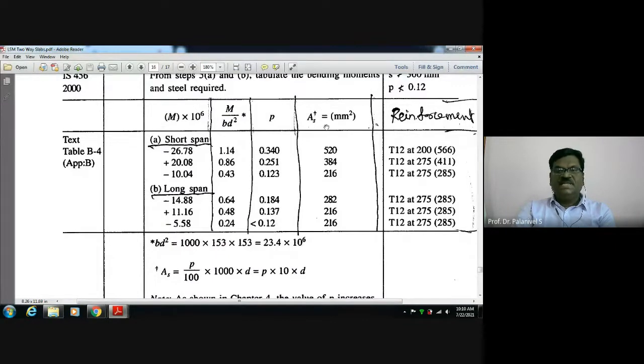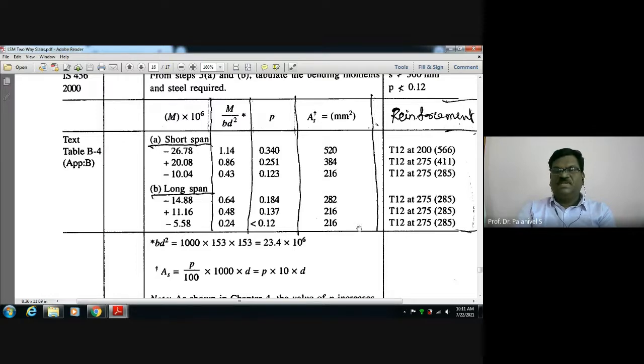And then what is the area of steel required? Once you know the percentage, area of steel equals percentage of steel into bd by 100, isn't it? Using this, you can compute the area of steel required. This much mm square, this much mm square. Like that, area of steel required at those locations in this slab: along the shorter span direction, at mid span, at a continuous edge, at a discontinuous edge. Along the long span, at a continuous edge, at mid span, at a discontinuous edge. What is the area of steel required?